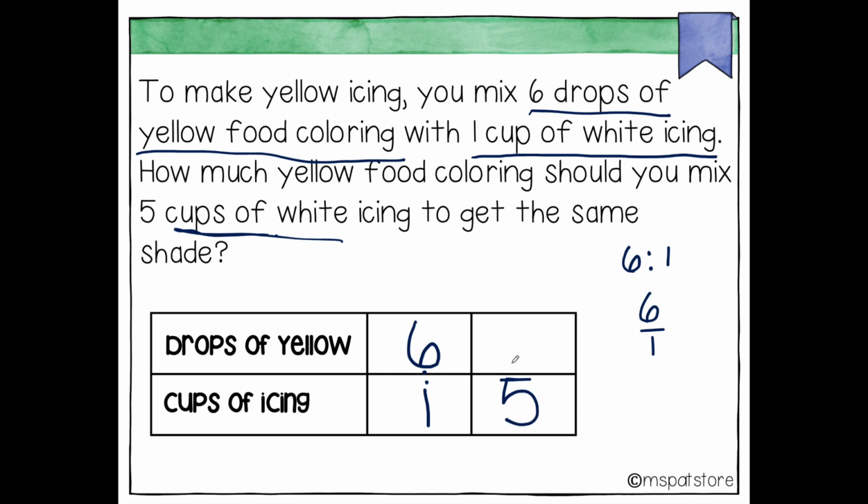So, as you can see, I have an unknown number here. But if you take a look, what do they do to move from 1 to 5? Yes, they multiply by 5 here. So if I multiply by 5 here, I can also multiply by 5 here to find out my answer. 6 times 5 is 30. So basically, I will need 30 drops of yellow to get the same shade.